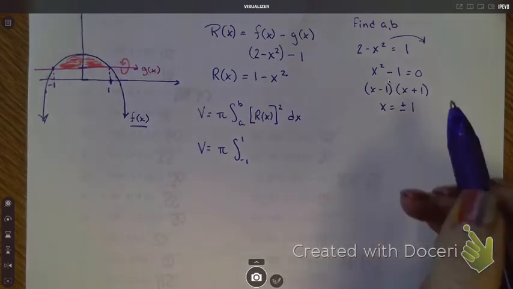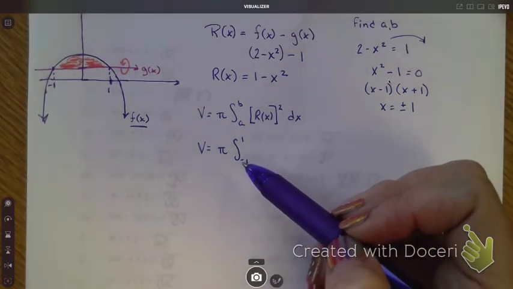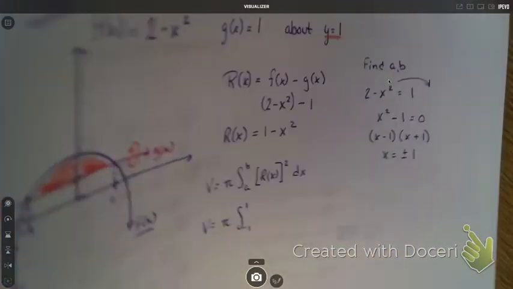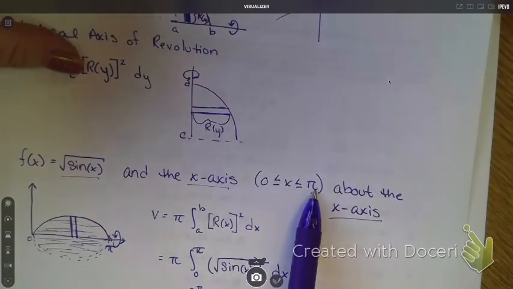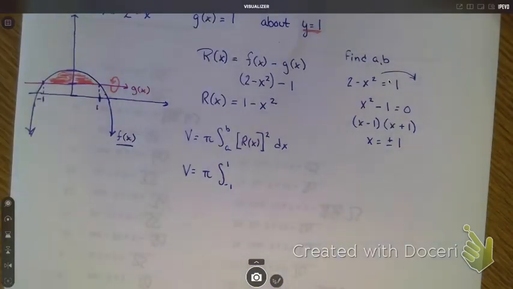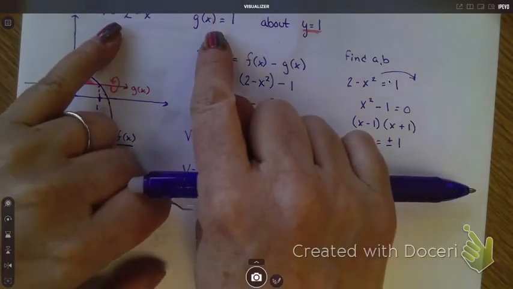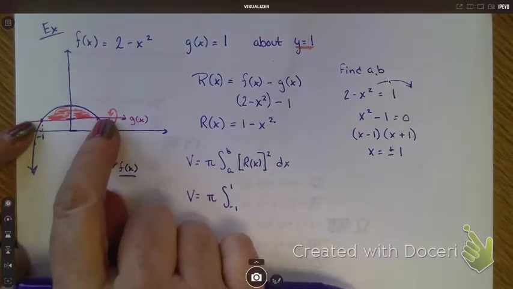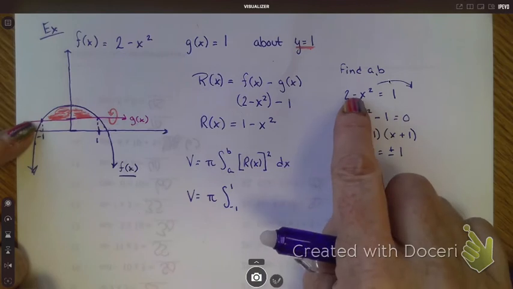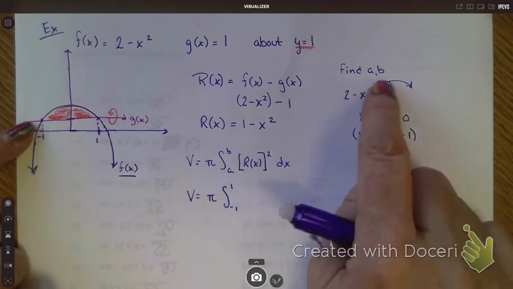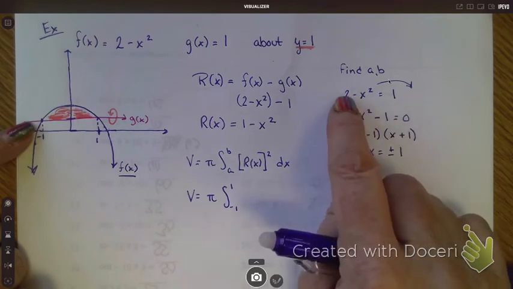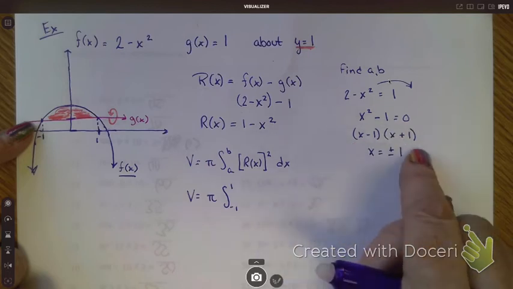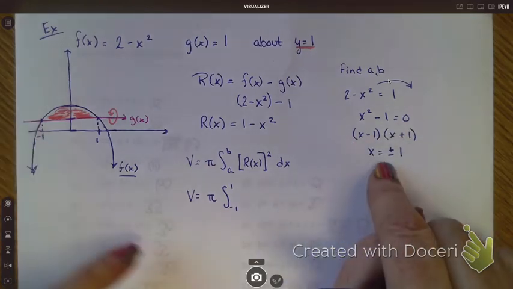Do you get how we got negative 1 to 1? Not particularly. Okay. So on the last example, they told me it was from 0 to pi. This one just says you're revolving these two about y equals 1. So you have to find where they're equal, where they intersect. So I just took 2 minus x squared equals 1. I moved everything over to the right, so I added x squared and subtracted 2. I got x squared minus 1, which is the difference of squares, so x plus 1, x minus 1. So that's where they intersect. Okay.